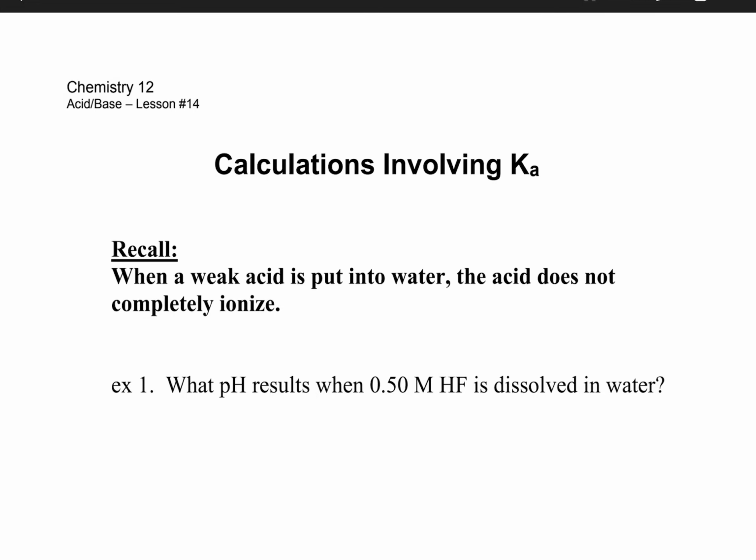Acid-base, lesson number 14, calculations involving Ka. Recall that when a weak acid is put into water, the acid does not completely ionize. All weak acids undergo less than 100% ionization in aqueous solution.